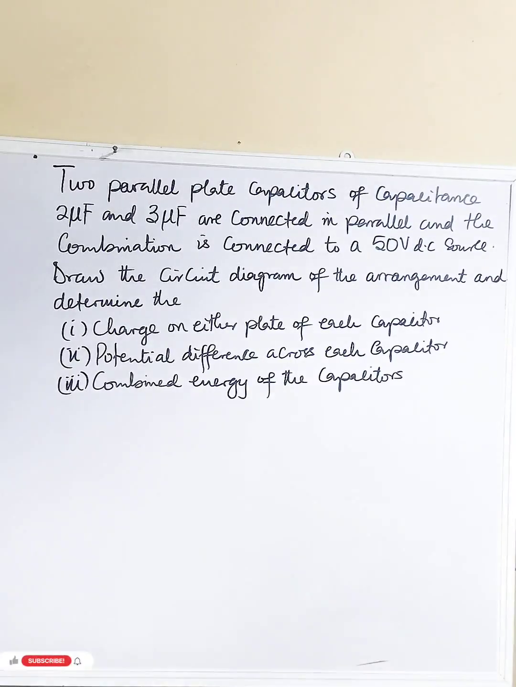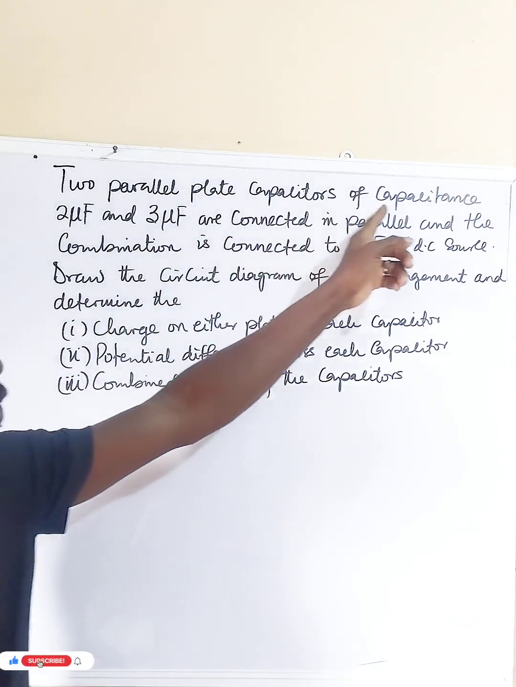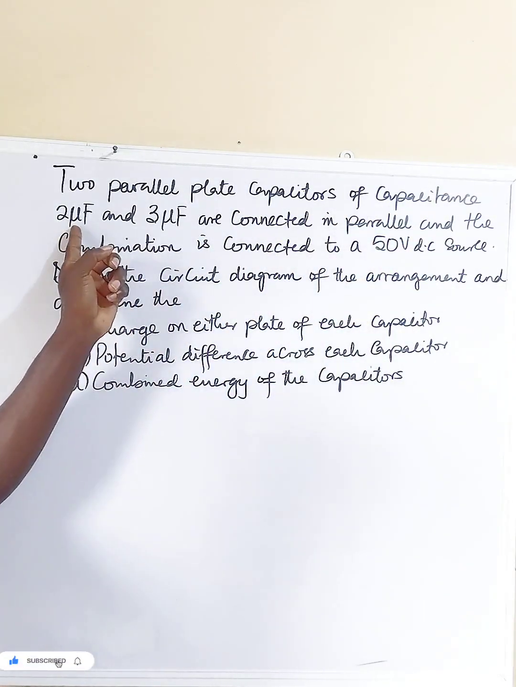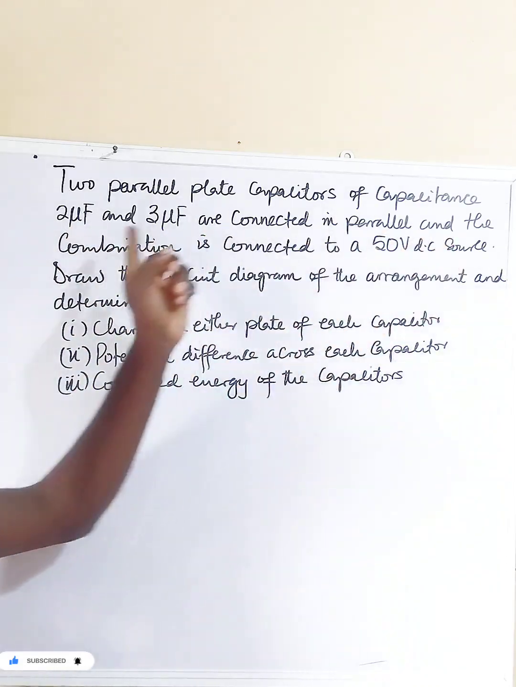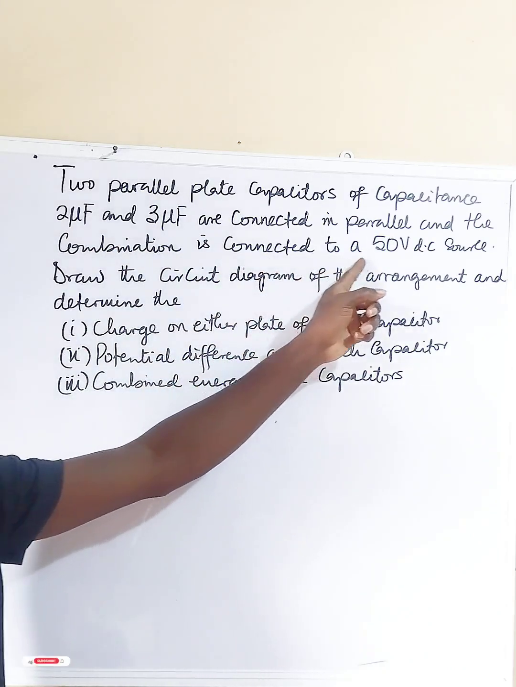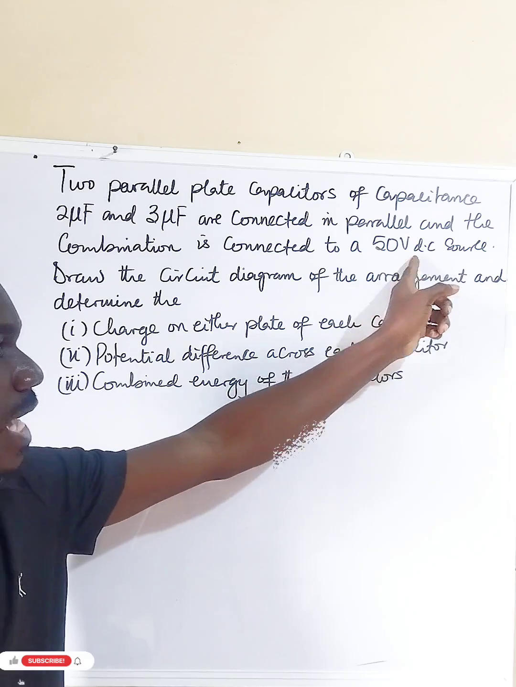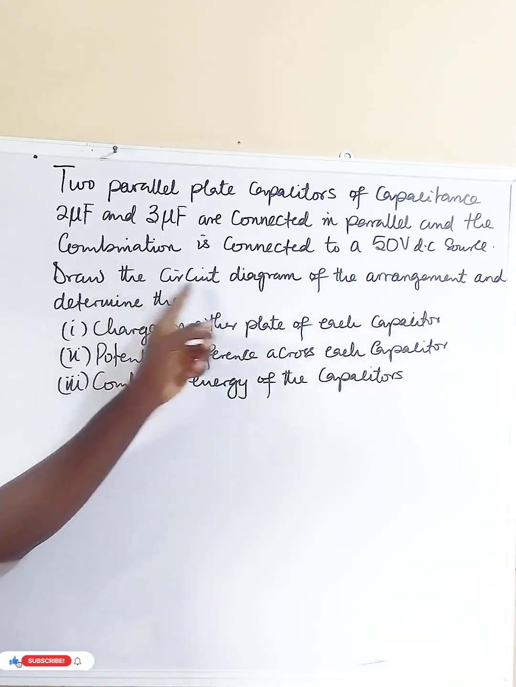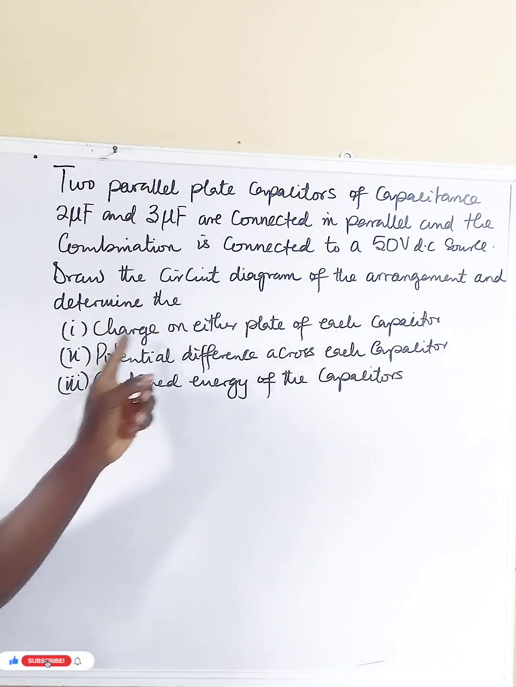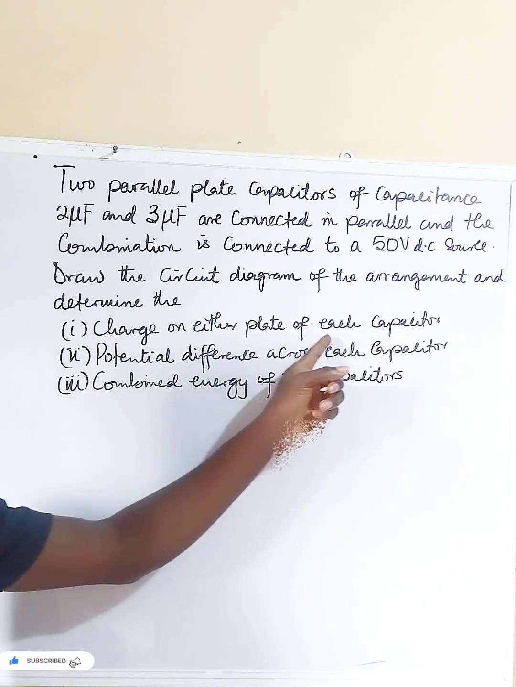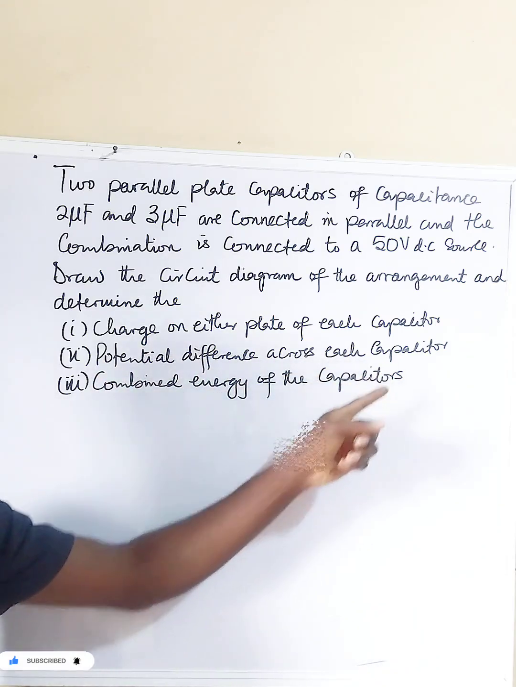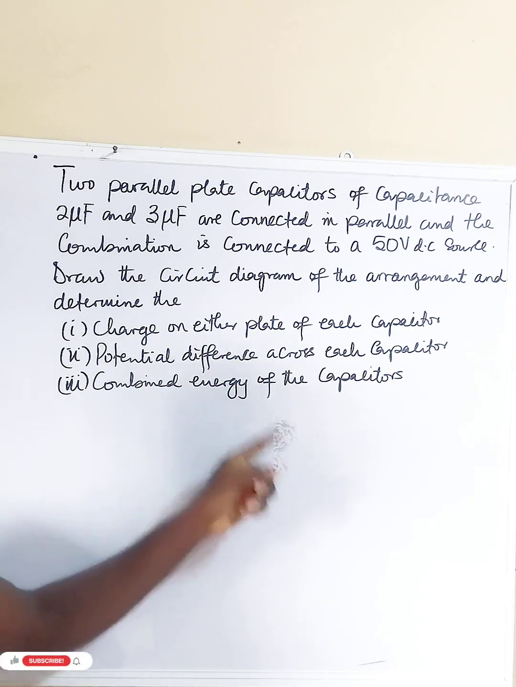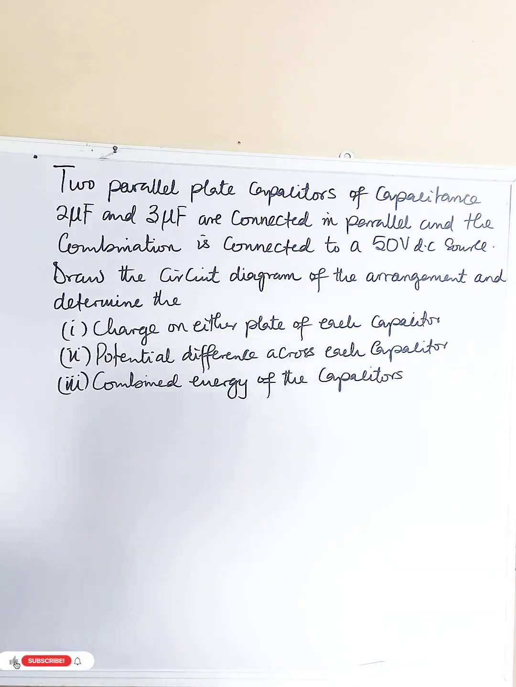Now let's look at this question. It says, two parallel plate capacitors of capacitance 2 microfarad and 3 microfarad are connected in parallel, and the combination is connected to a 50 volt DC, that is direct current source. Draw the diagram of the arrangement and determine the charge on each plate of each capacitor, the potential difference across each capacitor, and the combined energy of the capacitors.